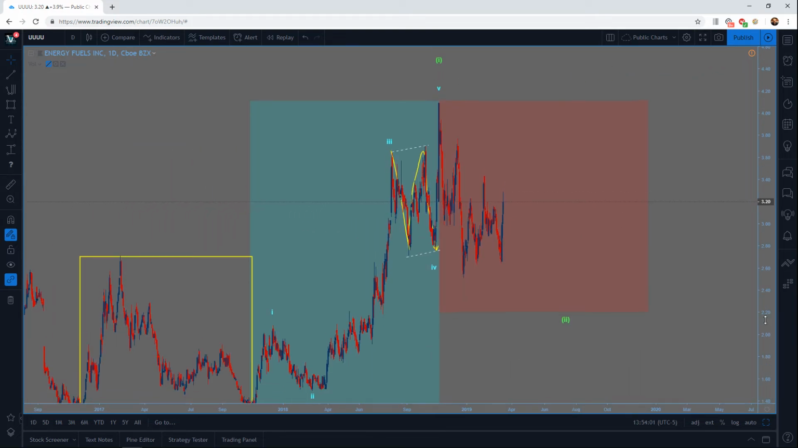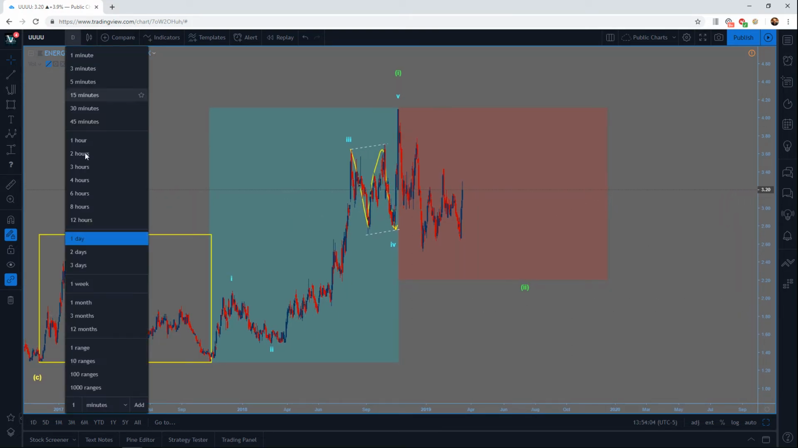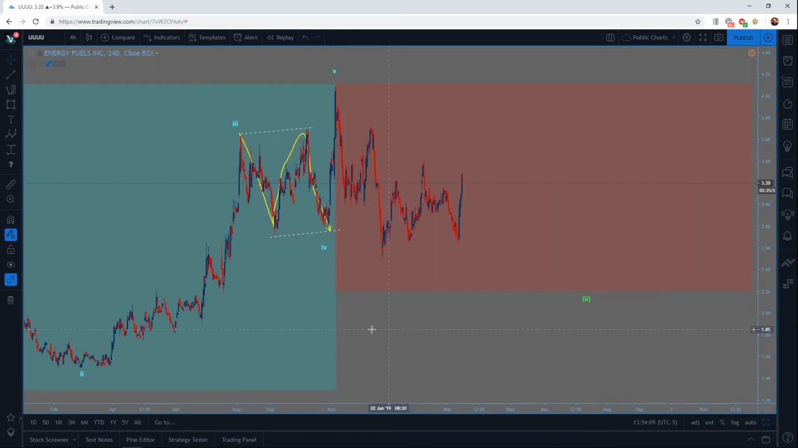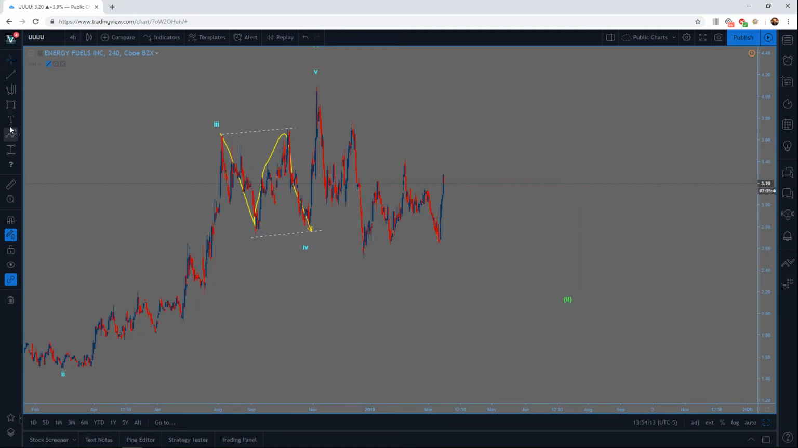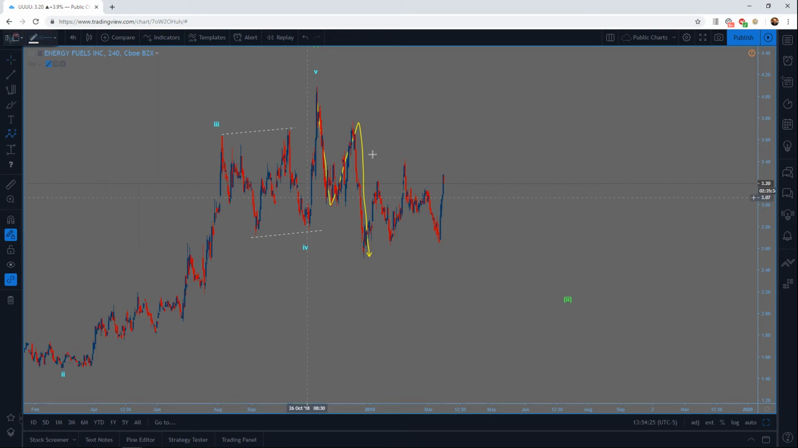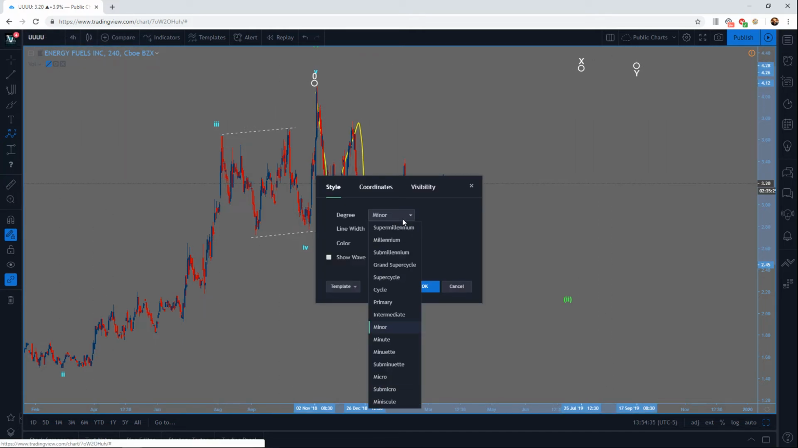But I don't believe that this corrective move is complete yet. So what we can clearly see here is that we do have an ABC down, right in here, A, B, C. So how do we label that? I'm going to use W because I like to use WX4. This is most likely a W, and then we're looking for the X and the final Y.